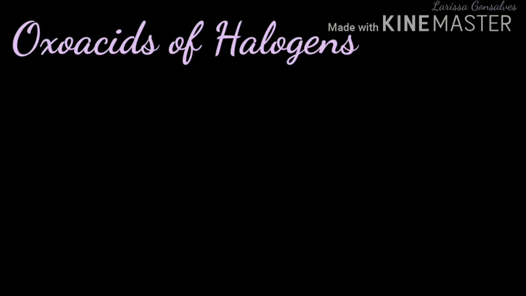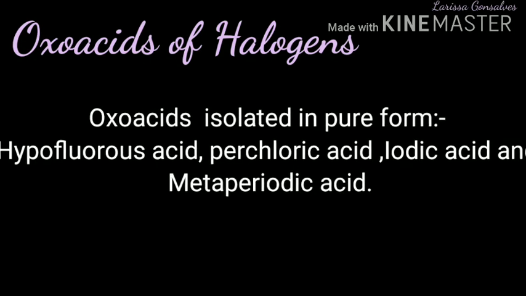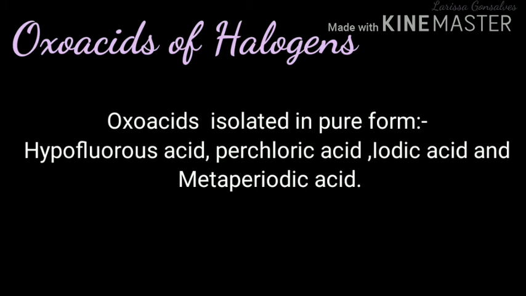Halogens form a number of oxo acids, but out of those only 4 oxo acids of halogens have been isolated in the pure form. The other oxo acids are either present in the aqueous solution or in the form of salts. The 4 oxo acids which are isolated are hypofluorous acid, perchloric acid, iodic acid, and metaperiodic acid.